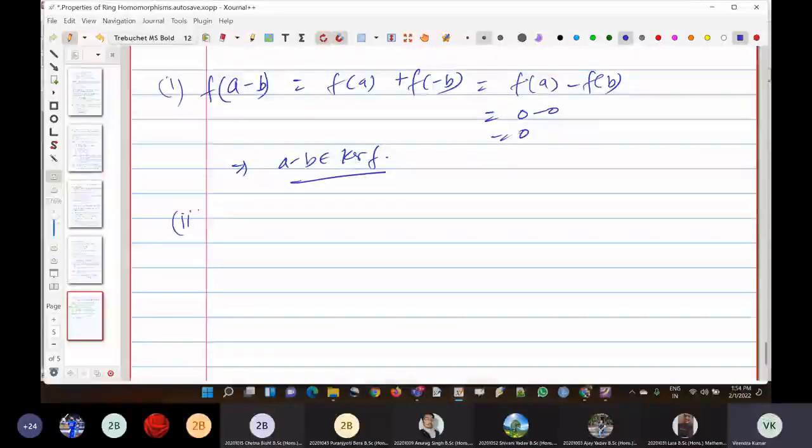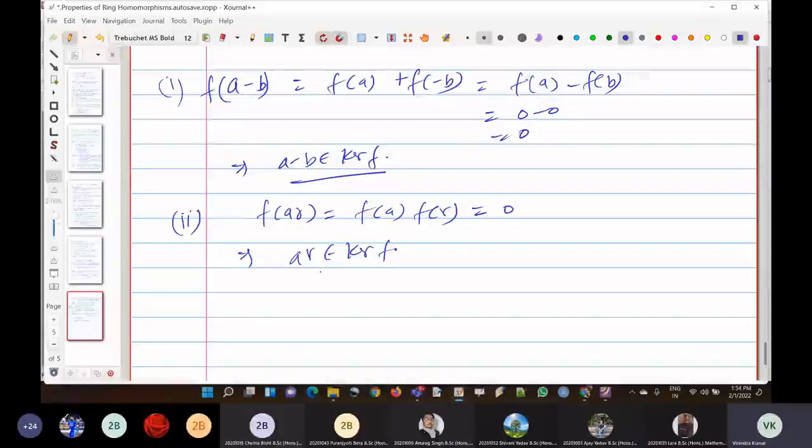The second part, we need to take A and R. For this A and R, since f is a homomorphism, we can write f of AR as f of A times f of R. And since you know that f of A is 0, as A belongs to kernel of f, we have 0. This means AR belongs to kernel of f.